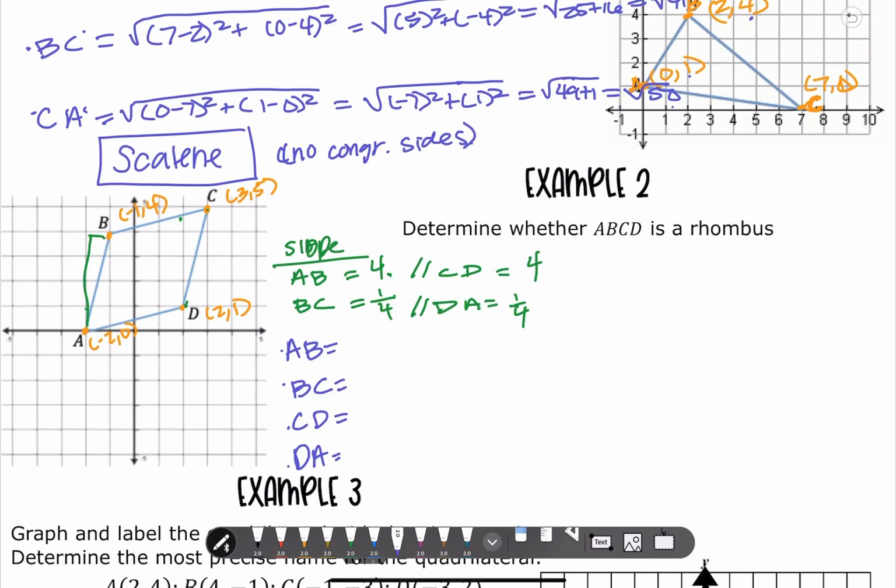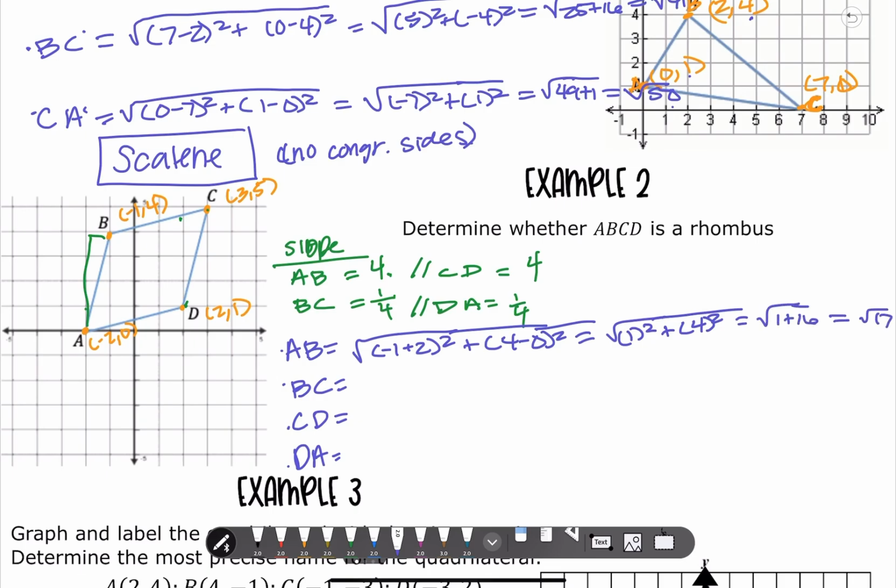All right, so same formula, x2 minus x1 squared plus y2 minus y1 squared. So I get -1. Right, then you're going to simplify it. So -1 plus 2, well, that just gets you 1. Plus 4 minus 0 squared is 4 squared. You get the square root of 1 plus 16, which is the square root of 17.